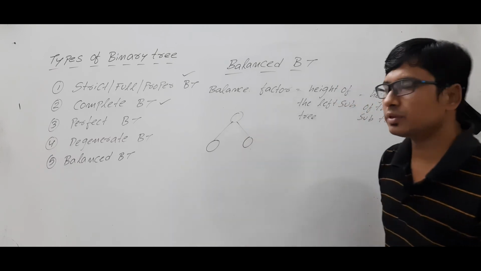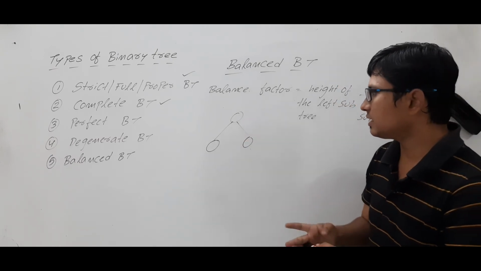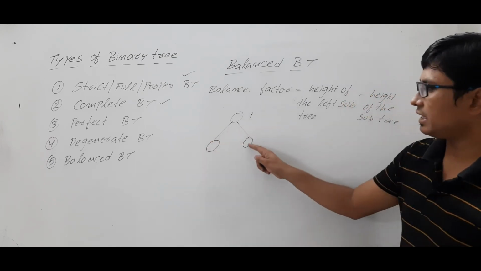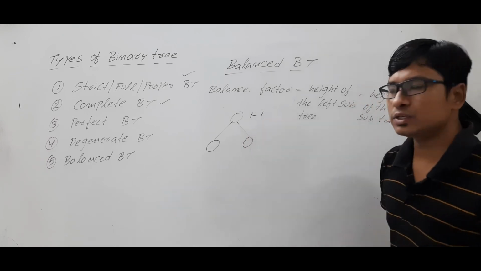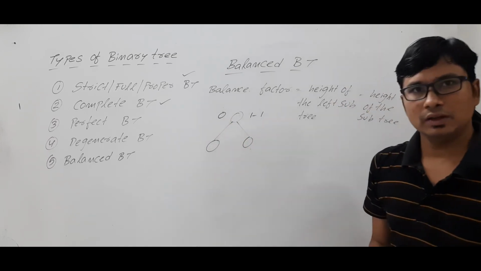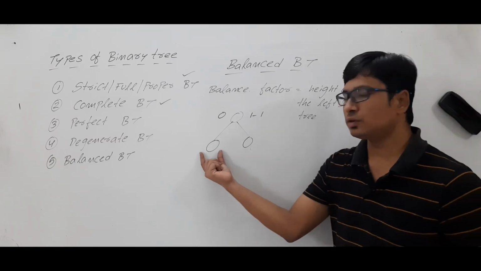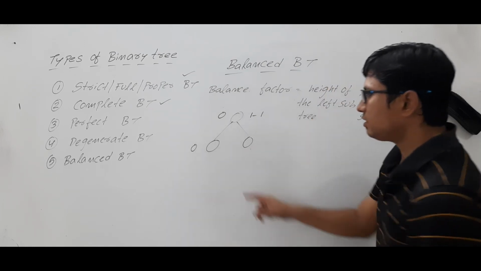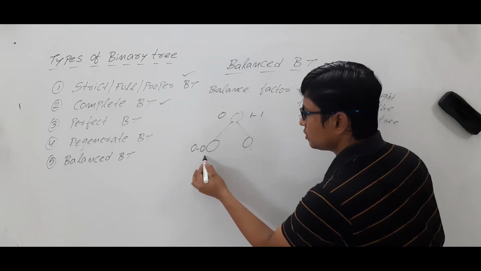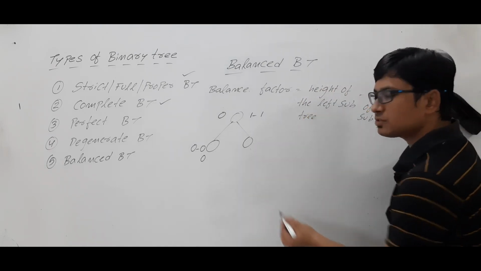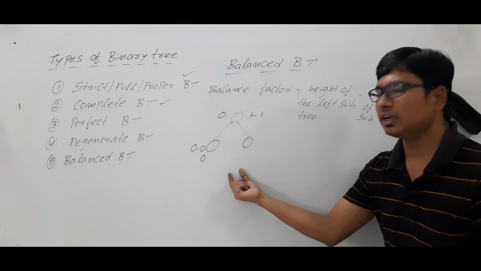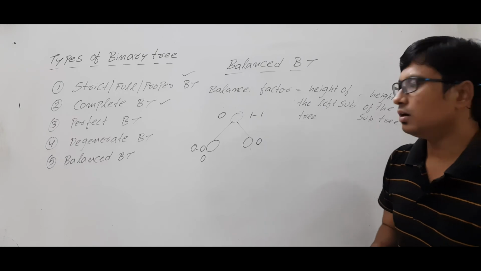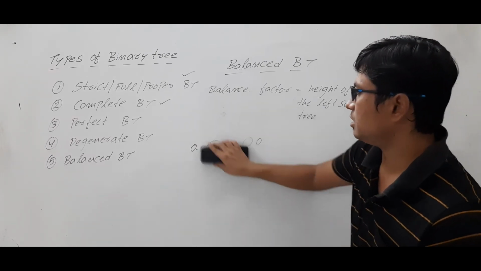Now if I want to compute the balance factor of this node, you need to check the height of the left subtree. Height of the left subtree is 1 and height of the right subtree is also 1. So 1 minus 1 is equal to 0. Are you able to understand? Similarly, to compute the balance factor of this node, height of the left subtree is 0, height of the right subtree is 0. So 0 minus 0, you will get 0. Similarly, the balance factor of this one is 0 minus 0, which is 0. Are you able to understand? Let me discuss a few more examples.